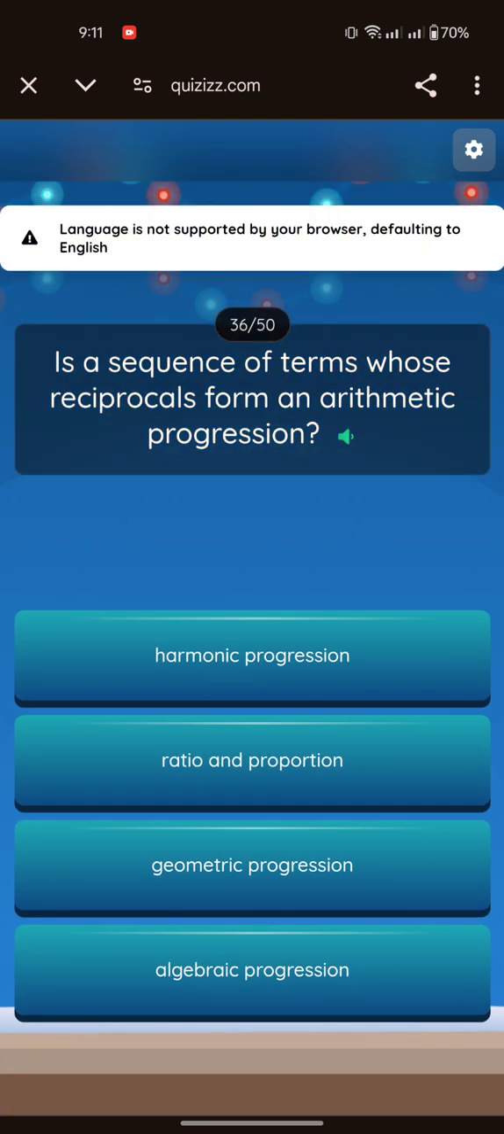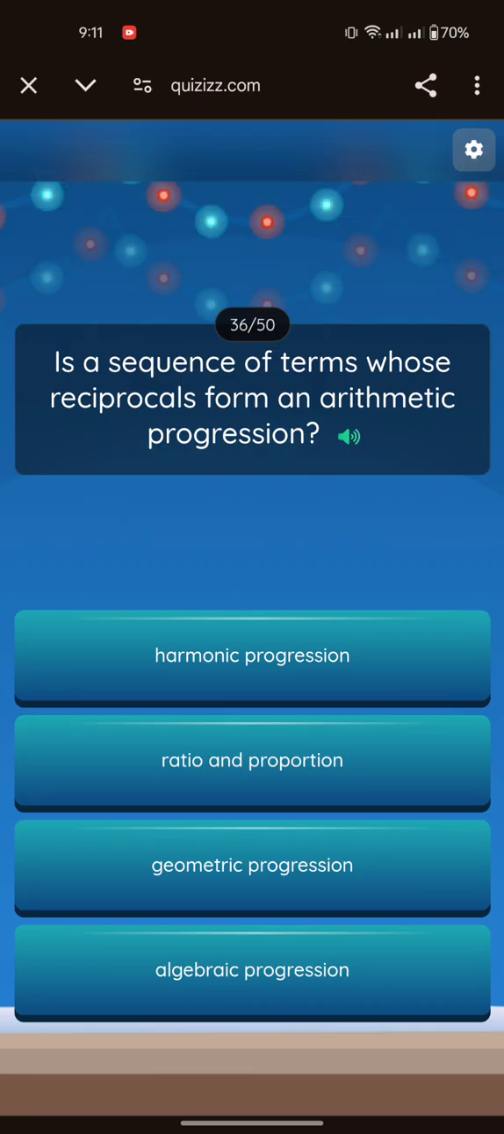Question. A sequence of terms whose reciprocals form an arithmetic progression. Option 1, harmonic progression. Option 2, ratio and proportion. Option 3, geometric progression. Option 4, algebraic progression.